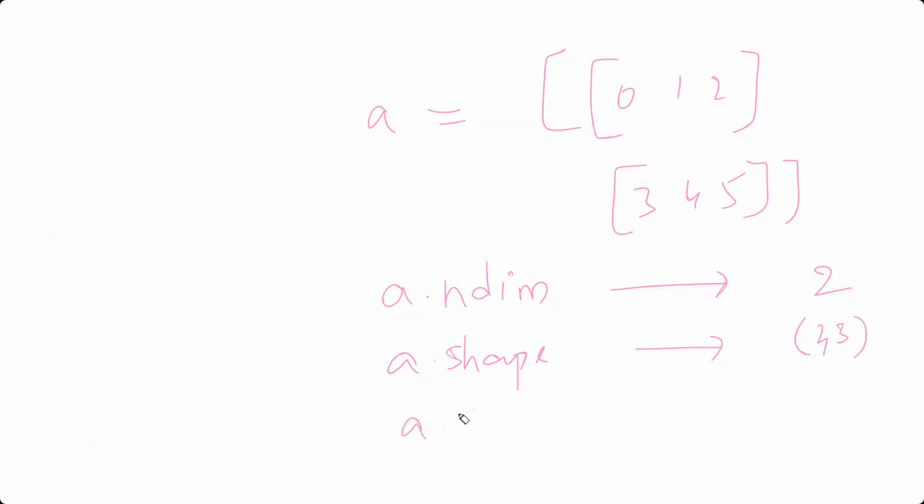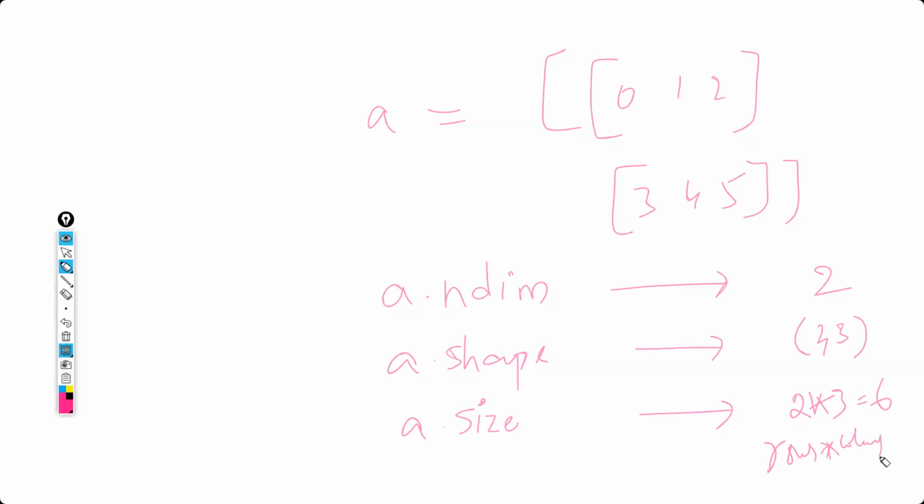A dot size, the third one, is size. Size means nothing but 2 into 3, number of rows into number of columns. How many rows are there? How many columns are there? 2 into 3, that is 6. Size means total number of values. The number of rows into columns is called size.